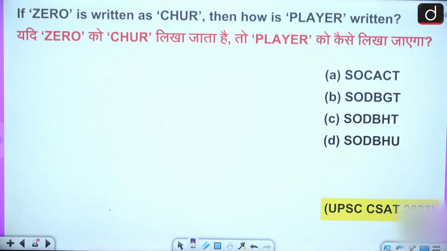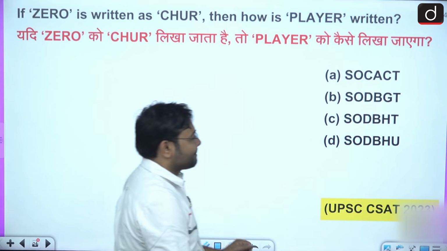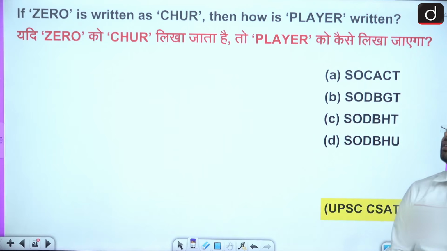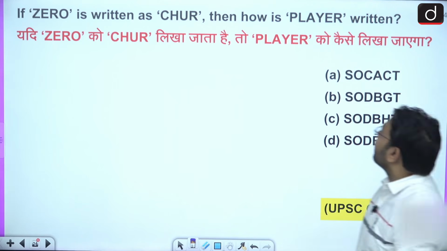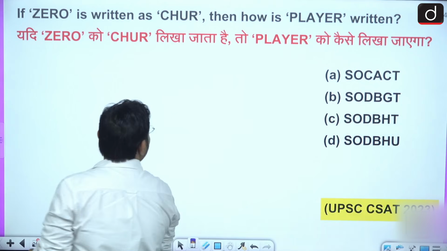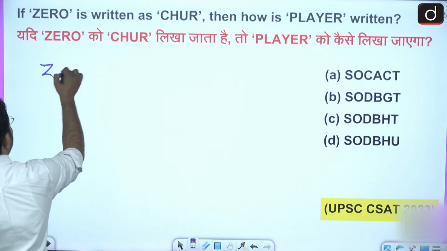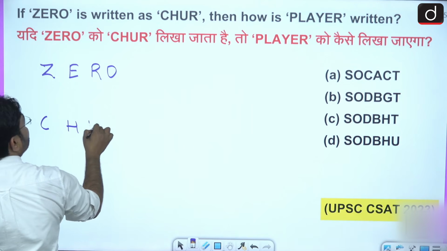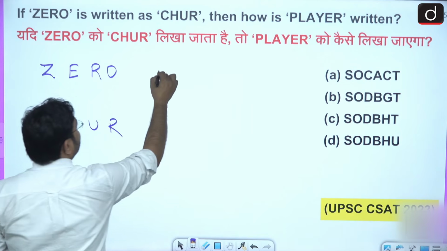This one is from 2023. If ZERO is written as CHUR, then how is PLAYER written? ZERO is CHUR, and PLAYER.